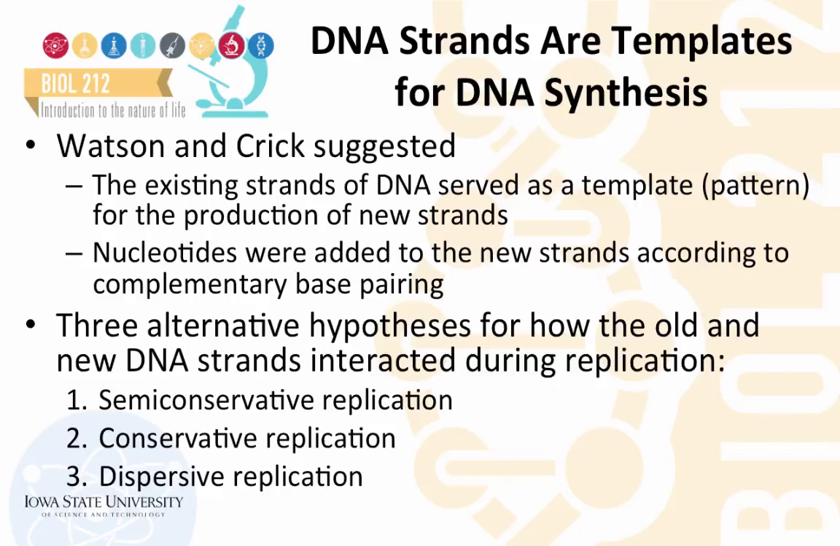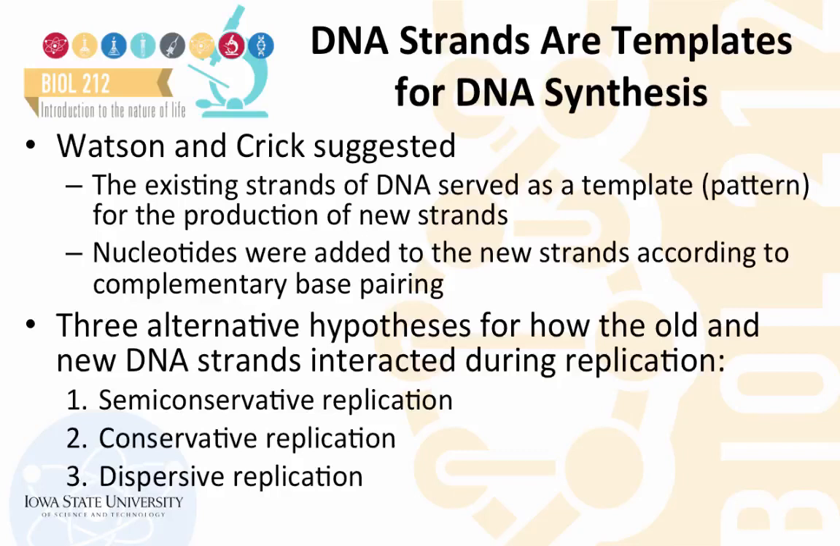Based on the conclusions from Hershey and Chase's experiments, Watson and Crick, who by this time had already proposed the double helical model for DNA structure, suggested that the existing DNA strands could serve as templates for the synthesis of new DNA strands. In this case, the nucleotides would be added to the growing new strands according to complementary base pairing. At the time, there were three hypotheses for how the old and new strands interacted during replication.